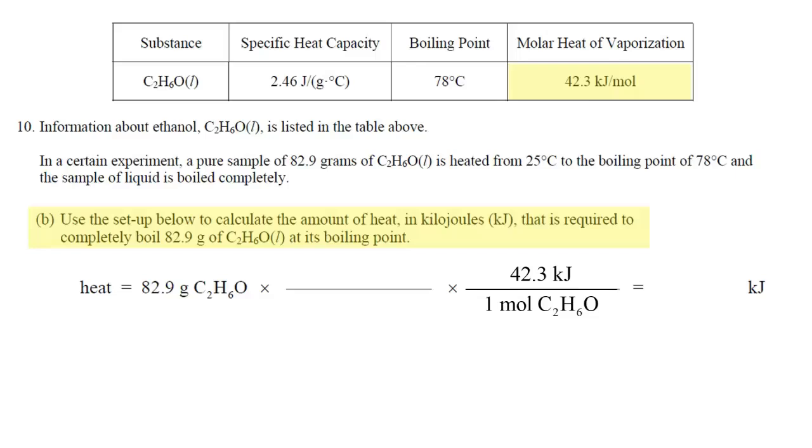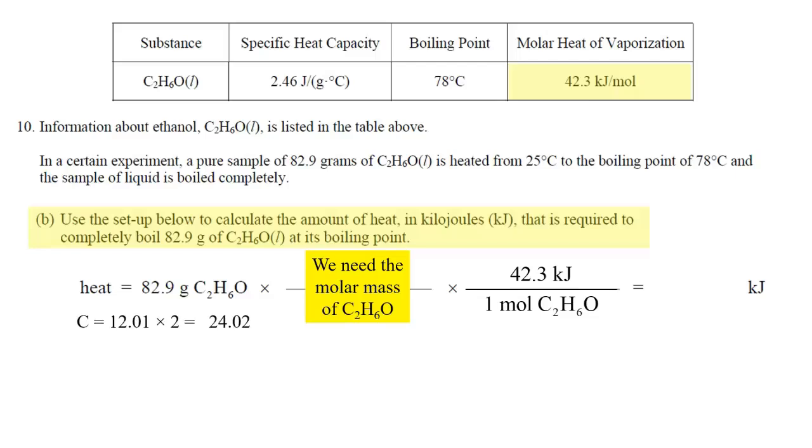I've got to go from grams to moles. So first, I'm going to have to calculate the molar mass so I can go from grams to moles. Then I can use the molar heat of vaporization to go from moles to kilojoules. So I've got carbon, hydrogen, and oxygen. 12.01 for carbon times 2.